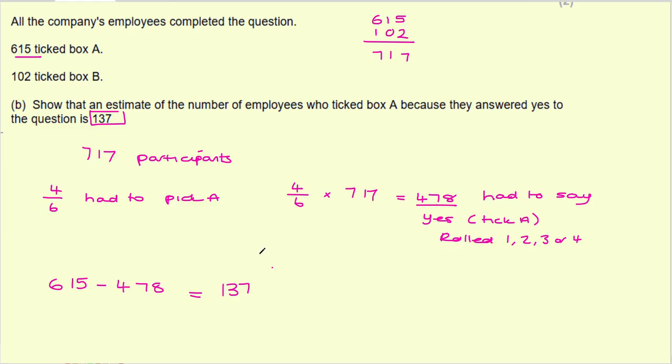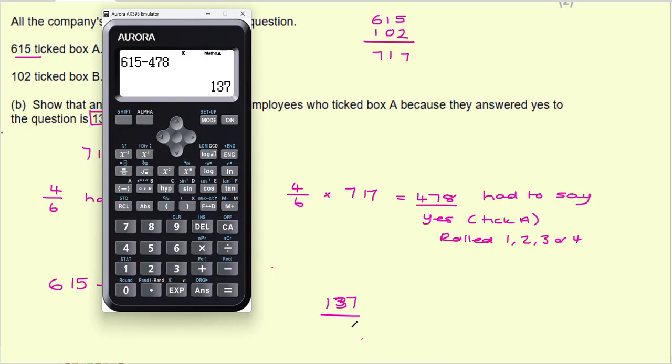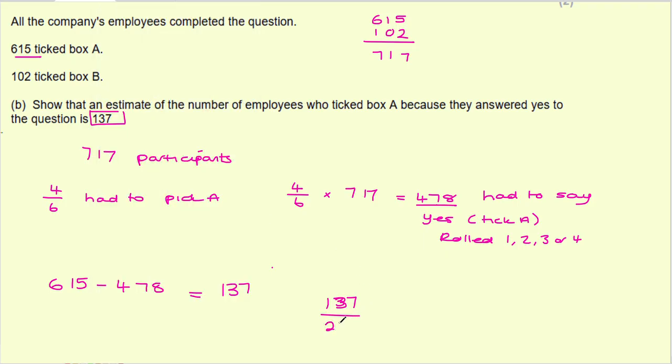Now, there may be a point here where it might ask you, what is the proportion of people that did shoplift? And it would be 137 out of the population that rolled a 5 or 6. So 478 people was the 1, 2, 3 or 4. So we could work out how many people rolled the 5 or 6 by doing 717 subtract 478, or 2/6. It's 239, okay? The question didn't ask for that. The question asked for that. But I'm just saying in some instances you have to do that.